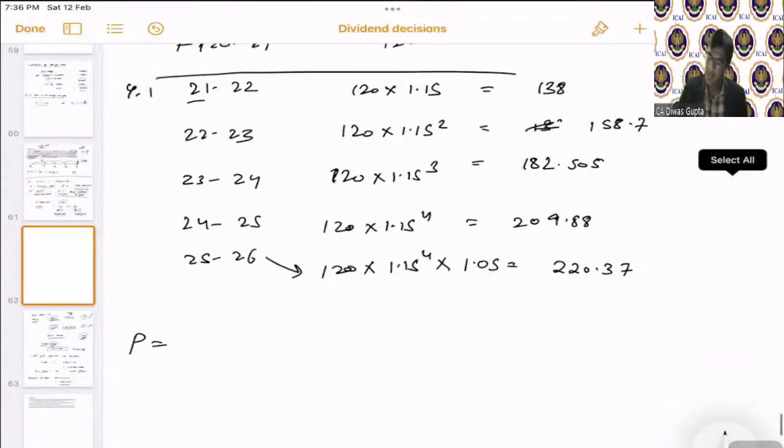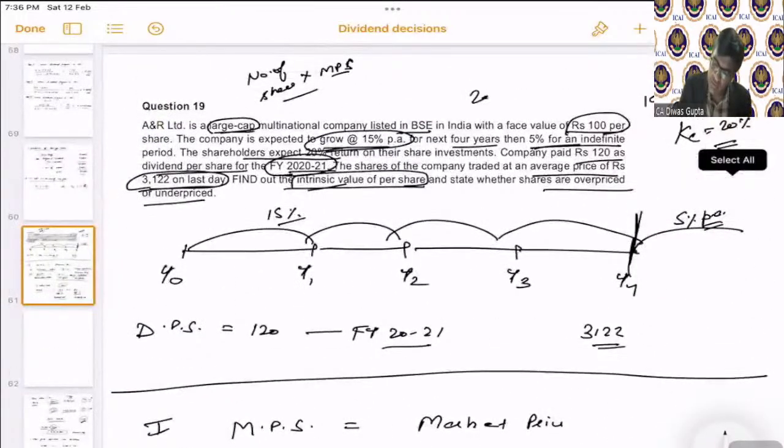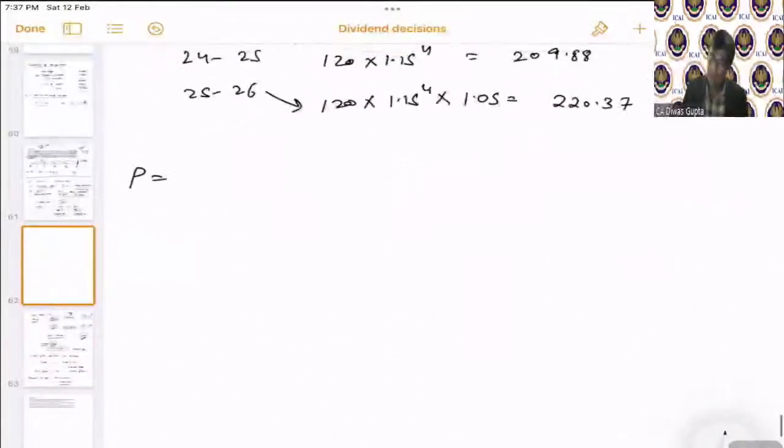Now, the discounting will happen at what rate? The KE is at 20%, right? The shareholders expect a 20% return, right? So the KE is 20%.